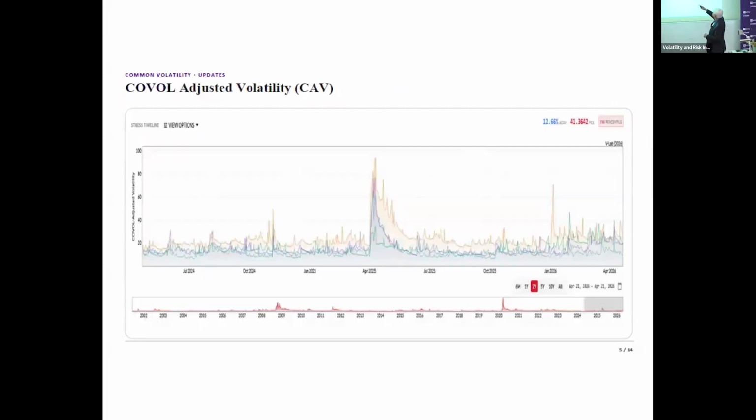So here are the COVOL adjusted volatilities, and you can see that these 4 curves are all jumping around a lot. They all spiked up during the tariff liberation day, but we're not seeing a lot of action in the period where we are now. That's just what the markets are doing. The markets are not showing us a lot of action here, even when we've included the volatilities into these measures.